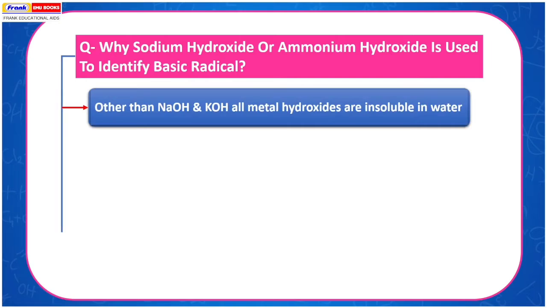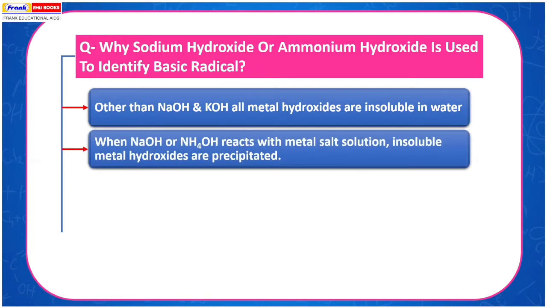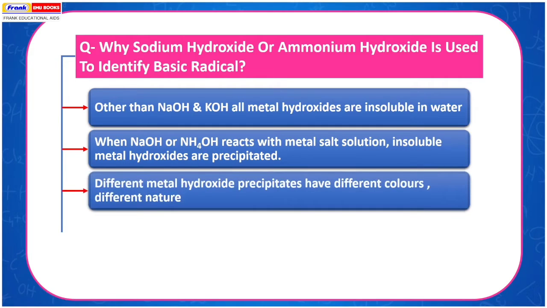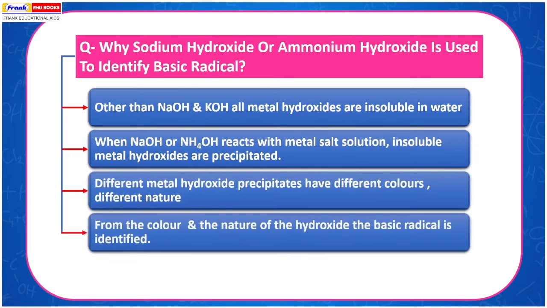Other than NaOH and KOH, all metal hydroxides are insoluble in water. When NaOH or NH4OH reacts with metal salt solution, insoluble metal hydroxides are precipitated. Different metal hydroxide precipitates have different colors, different nature. From the color and the nature of the hydroxide, the basic radical is identified.